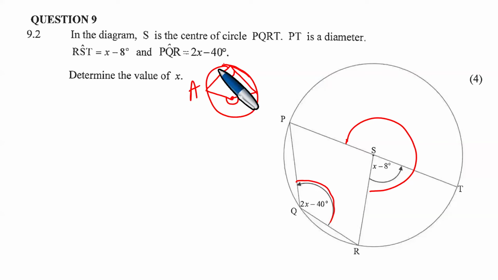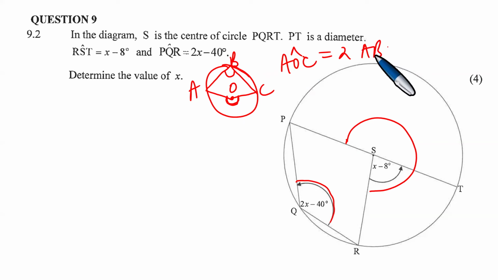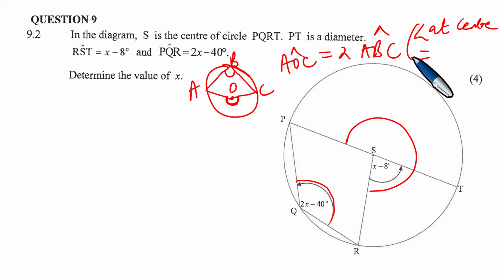Now if this is A, B, C, and this center is O, we're interested in this angle, because you can have this one or the one at the bottom. So we say AOC is equal to 2 times ABC. Angle at center equals 2 times angle at circumference.